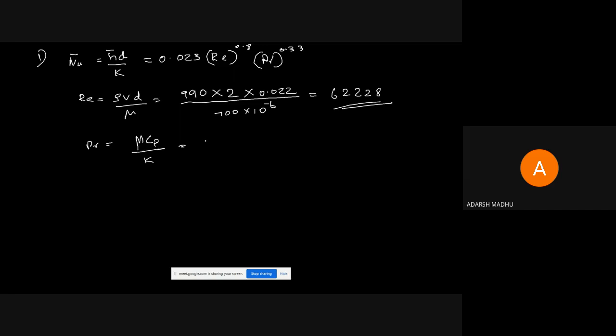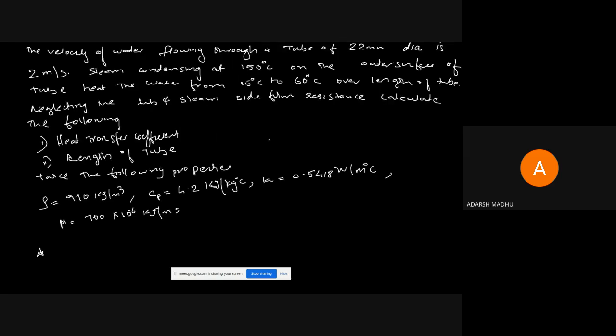So mu is 700 into 10 raised to minus 6, and Cp is given as 4.2 kilojoule per kilogram. So Cp is given in kilo units, and k is not given in kilo. It's watt, not kilowatt.